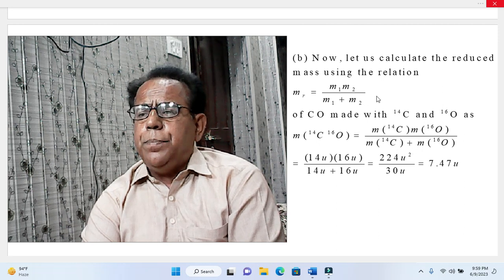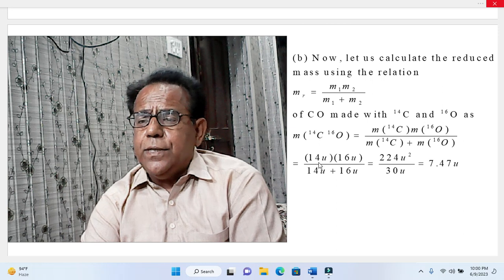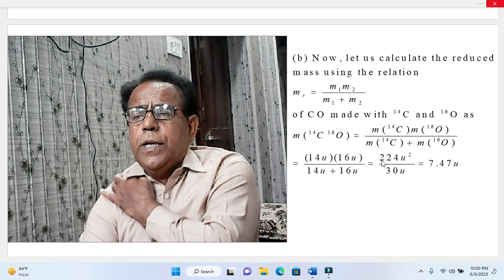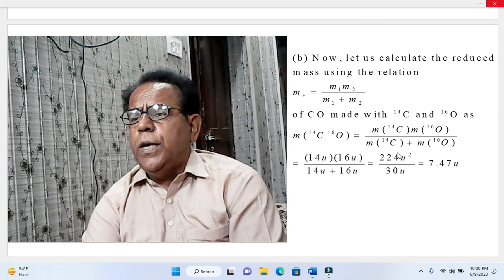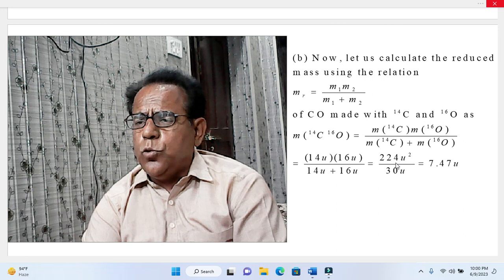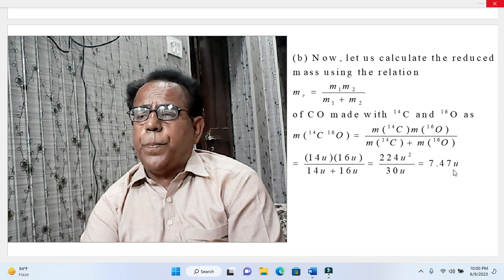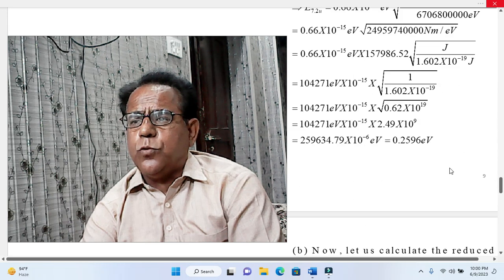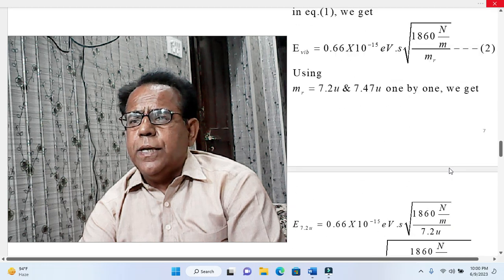Multiplication in the numerator and addition in the denominator, and here once again it is 14u into 16u over 14u plus 16u. It will become 224u² over 30u. 1u will be cancelled out from u², and we will be left with 7.47u. Okay, 7.47u.